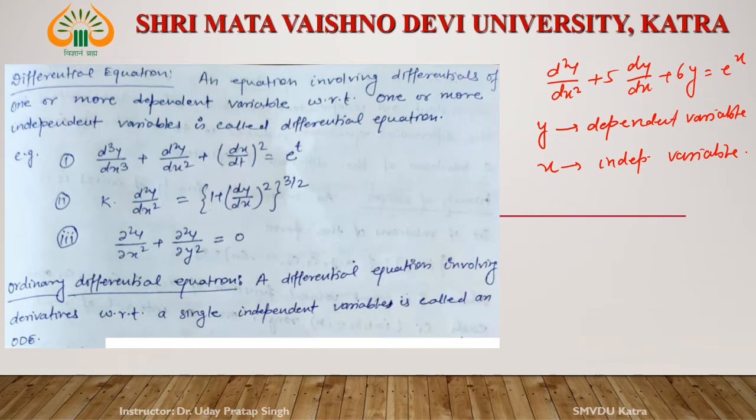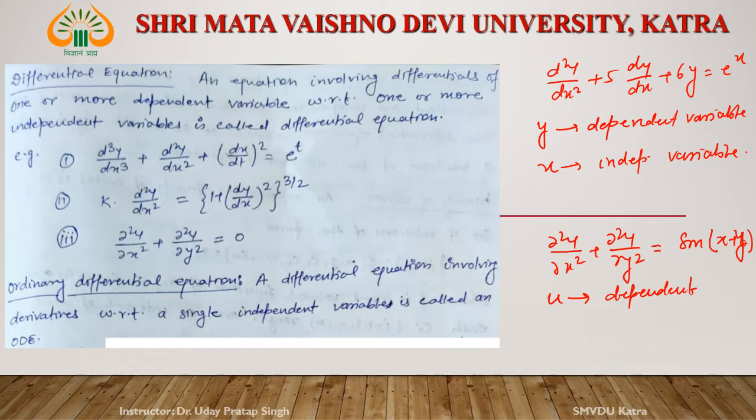Whereas in the differential equation dou 2u by dou x2 plus dou 2u by dou y2 is equal to sine of x plus y, here u is the dependent variable. See, the variable that appears in the numerator is always the dependent variable. X and y, these two are independent variables. Okay, so come to the differential equation.